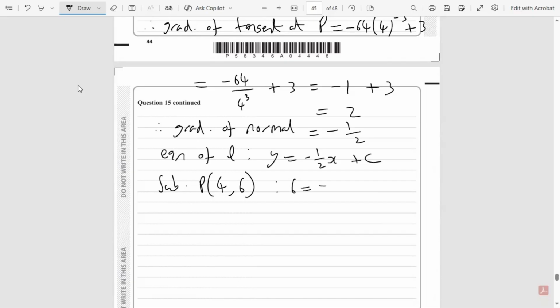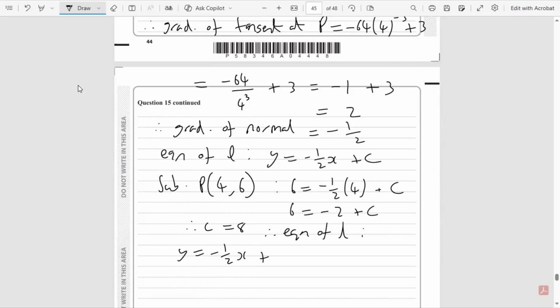So 6 is equal to minus 1 over 2 times 4 plus c. So 6 is equal to minus 2 plus c. So therefore c is equal to 8. So therefore the equation of L is y equals minus a half x plus 8.